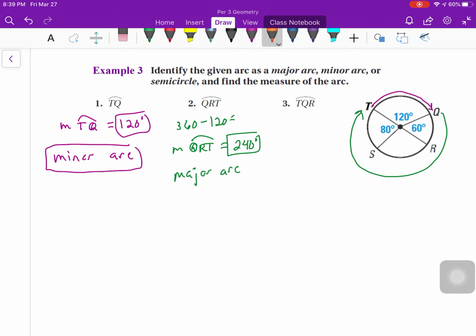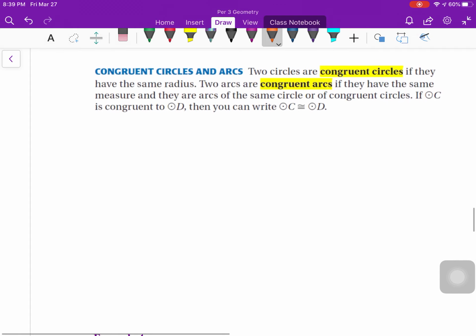QRT would be 240. That would make it a major arc. And finally, the last one that was asked for in this particular section was the arc T to Q to R. Well, I can see that that has a diameter once again going through there. So that's going to be a semicircle. And since it's a semicircle, I know the measure of arc TQR is 180 degrees exactly. And that's because I recognized we had a diameter going through there, TR being a diameter of the circle.